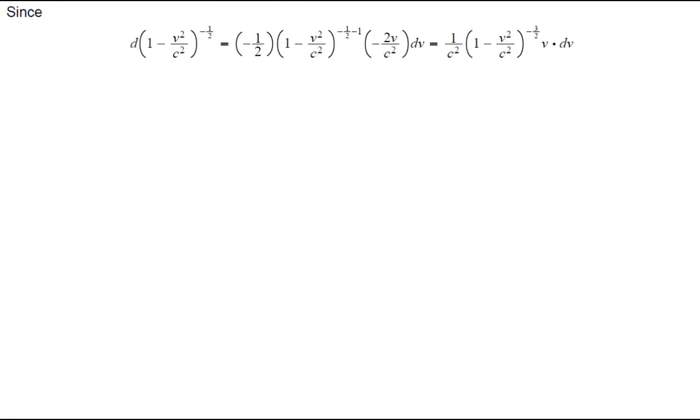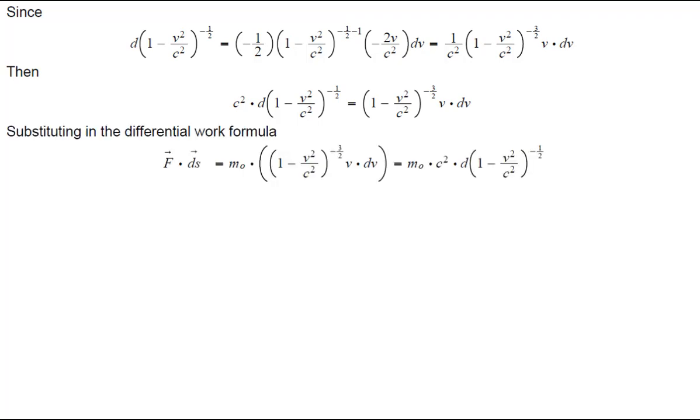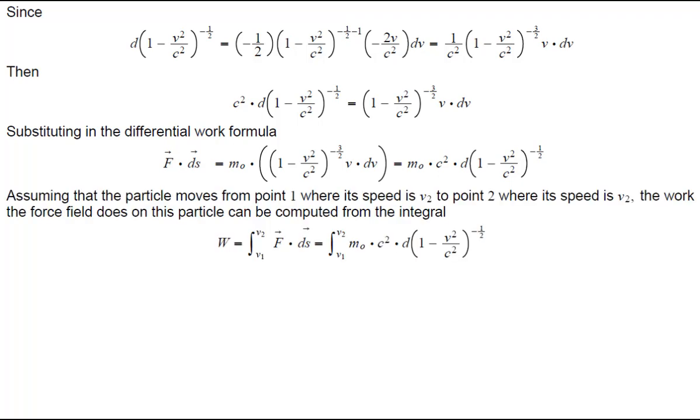Since. Then. Substituting in the differential work formula. Assuming that the particle moves from point 1 where its speed is v1 to point 2 where its speed is v2, the work the force field does on this particle can be computed from the integral.